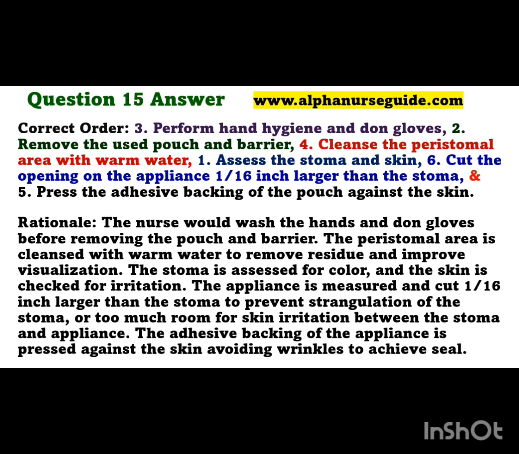Rationale: the nurse would wash the hands and don gloves before removing the pouch and barrier. The peristomal area is cleansed with warm water to remove residue and improve visualization. The stoma is assessed for color and the skin is checked for irritation. The appliance is measured and cut 1/16 inch larger than the stoma to prevent strangulation of the stoma or too much room for skin irritation between the stoma and appliance. The adhesive backing of the appliance is pressed against the skin, avoiding wrinkles to achieve seal.